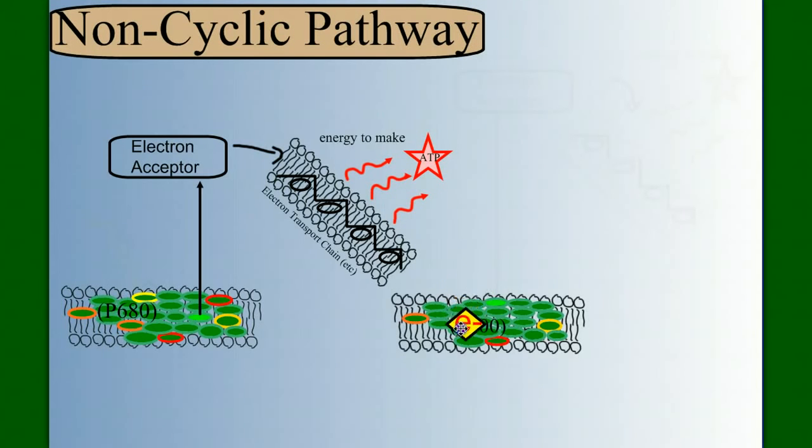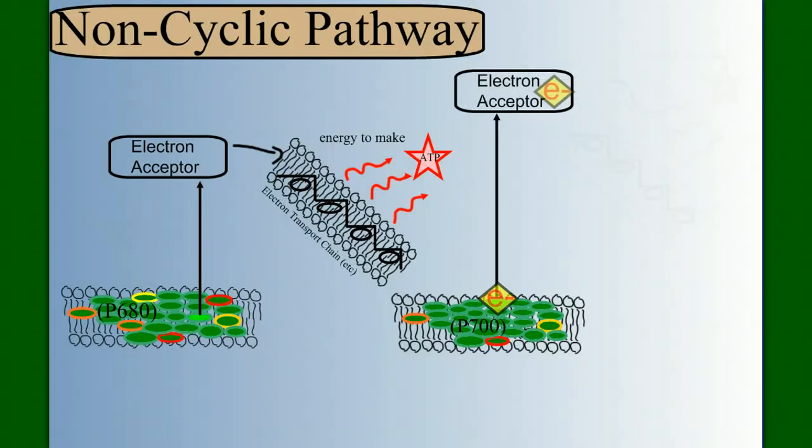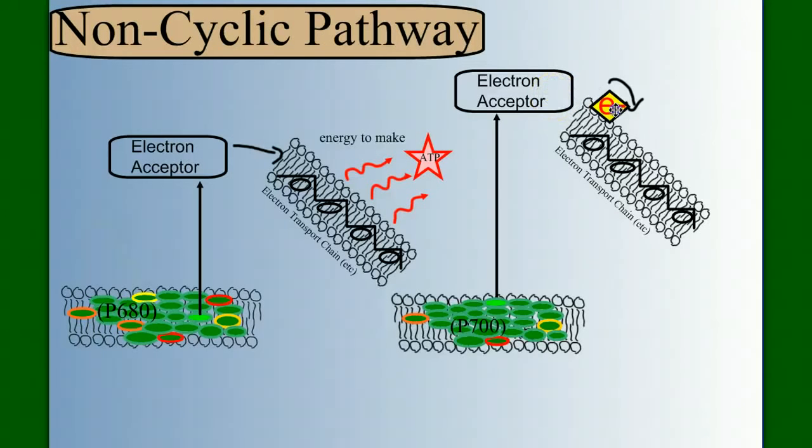The electron will bounce around the photosystem until it reaches the reaction center, where it can get picked up by an electron acceptor. This electron gets delivered to another electron transport chain. The electron travels down this short electron transport chain, and when it gets to the end, while it's still a higher energy electron, it gets picked up by a molecule called NADP+, which also grabs a hydrogen and becomes NADPH.